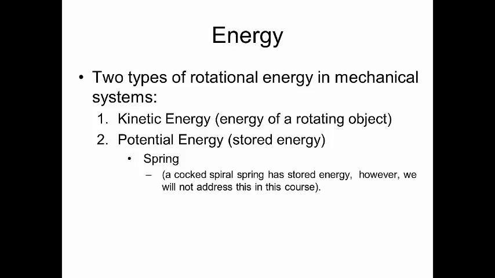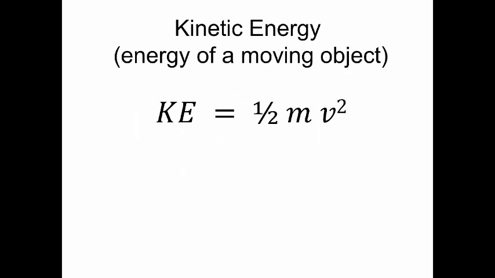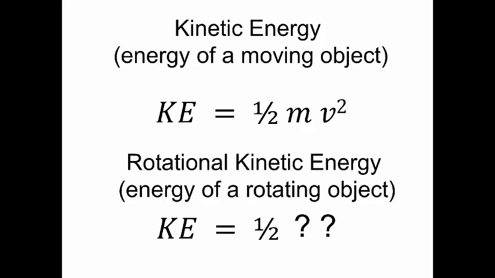However, we're not going to address that in this course, but I want you to know that it is a possibility. What about potential energy due to gravity? Gravity does not apply to rotation since gravity is in a single direction, so there is no rotational potential energy due to gravity. We know that the kinetic energy of a translating object is 1/2 the mass times the velocity squared. So what is our rotational kinetic energy equal to?